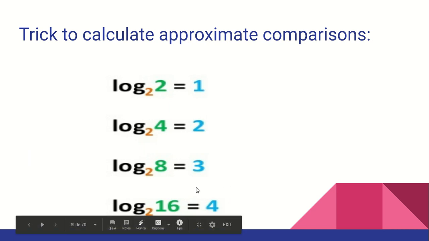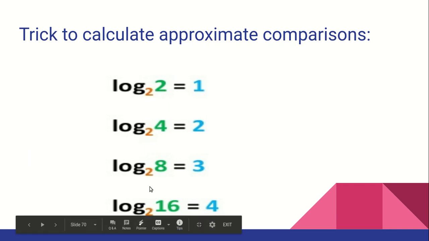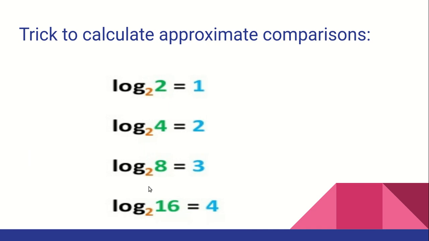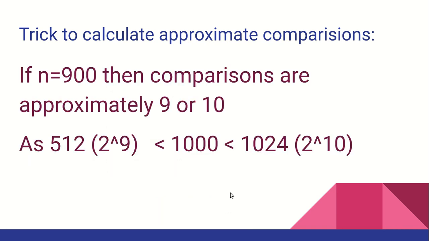So now if I ask you, if I have 10 numbers in a list and I need to find one element using binary search, can you tell me the comparisons? Yes, now we can approximately figure it out, because 10 is in between 8 and 16. So it can take either 3 or 4 comparisons approximately. So here I can roughly give the answer: it will take either 3 or 4 comparisons. So let's see the next trick.